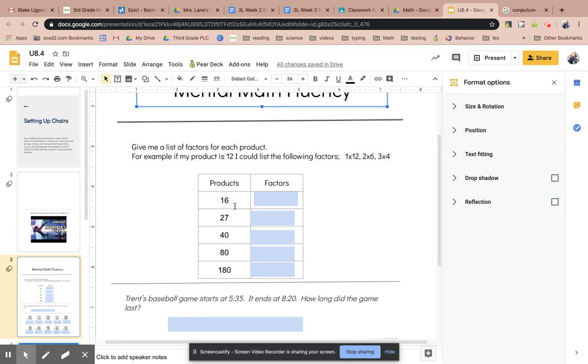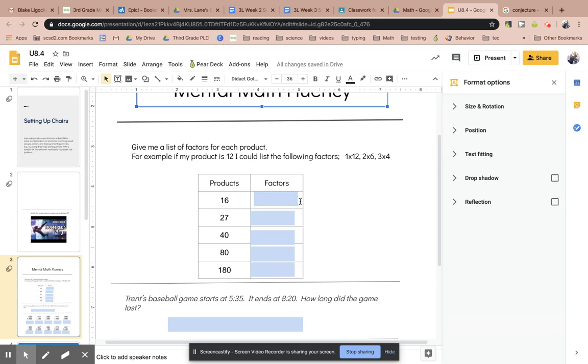So now I'm going to look down here at 16. I'm going to take the easy one. 1 times 16 does equal 16. Now 16 is an even number, so I know that it can have a factor of 2. So 2 times what would get me 16? And then see if you can come up with one more that can get you to 16. Then you're going to do that for 27, 40, 80, and 180, finding those factors for our products.